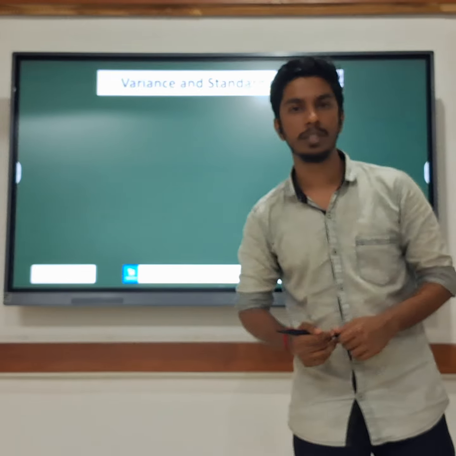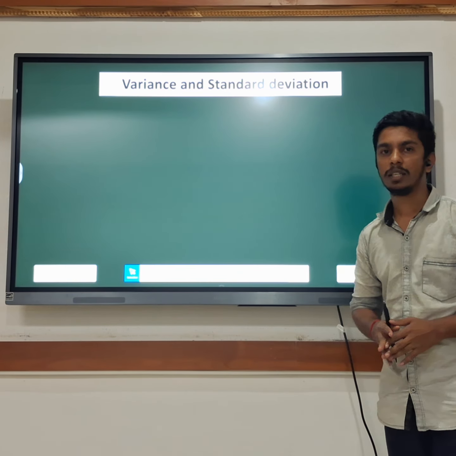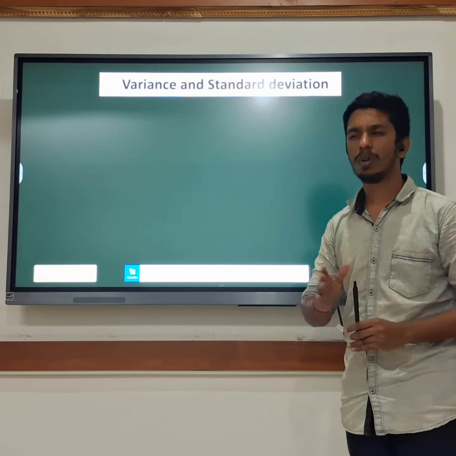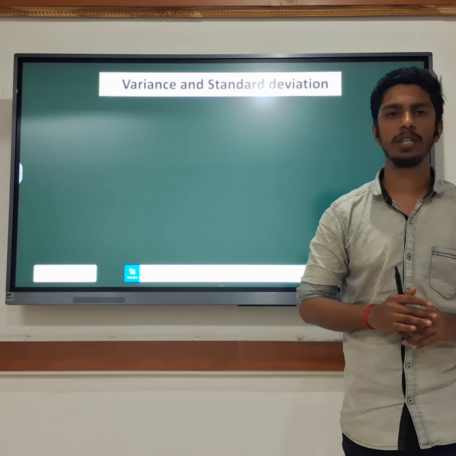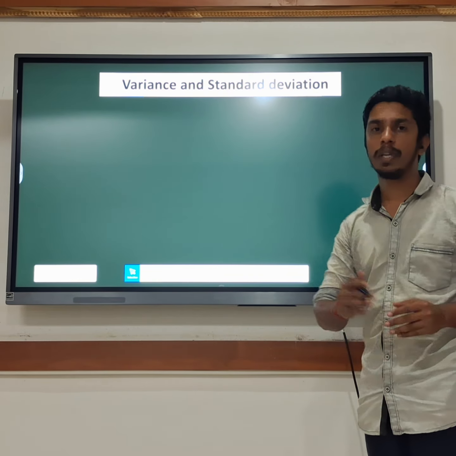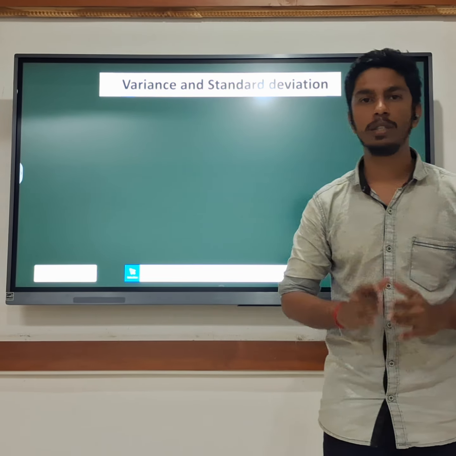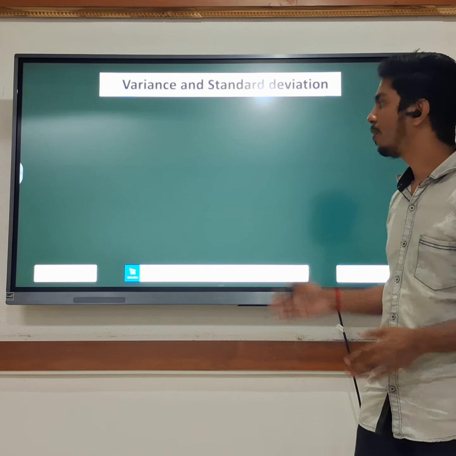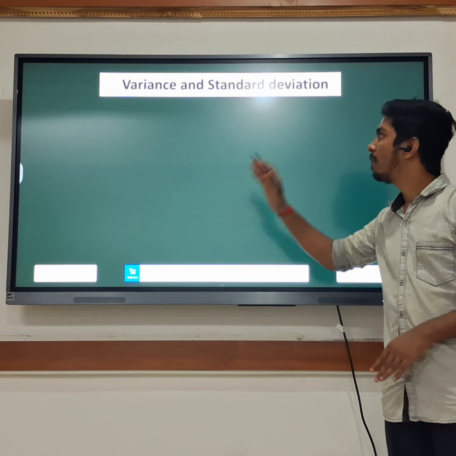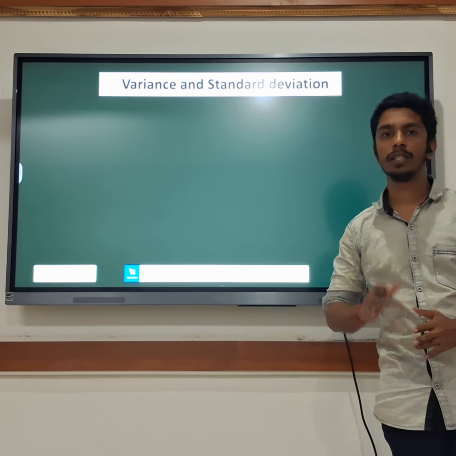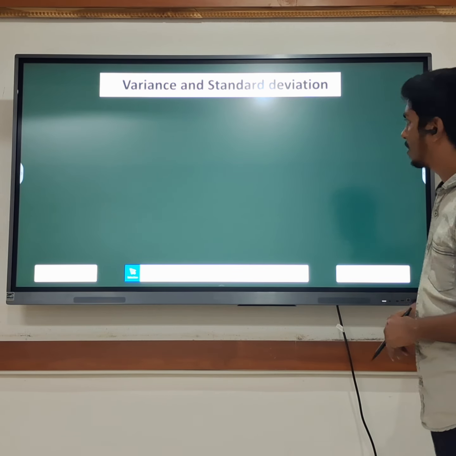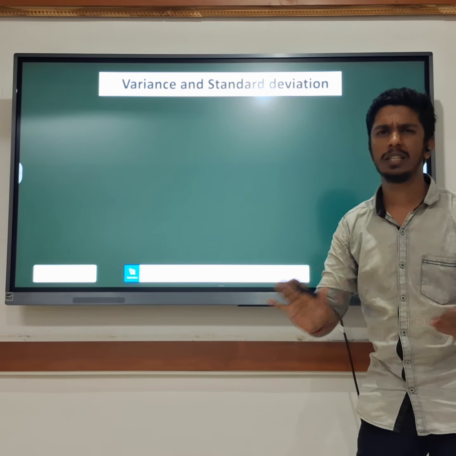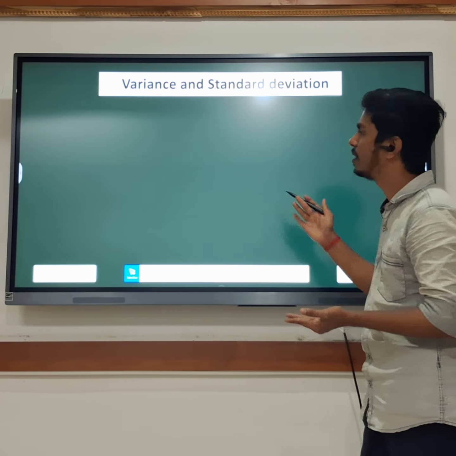Variance and standard deviation. In CET, one or two questions will definitely come. I have taken the last 4 years, one question from each paper. We will solve them one by one. Before solving, I want to explain variance and standard deviation. Both are similar, not a unique thing; both are the same, just the notation is different.